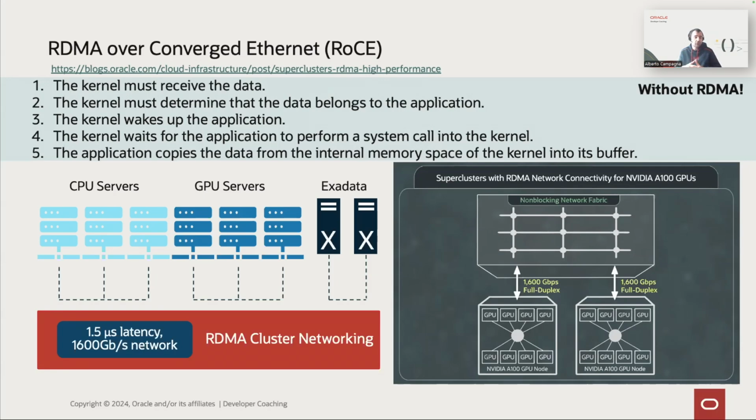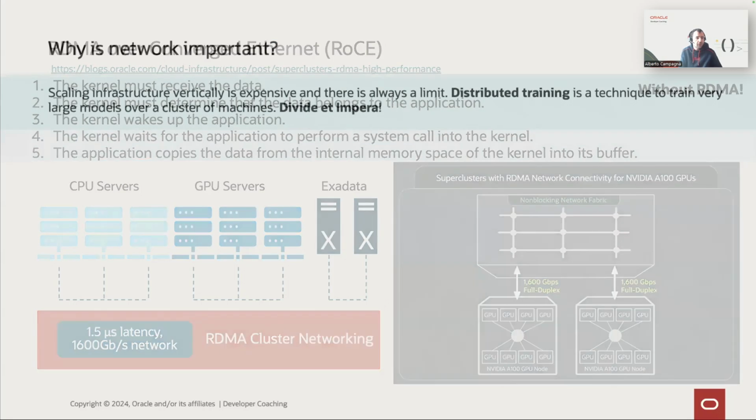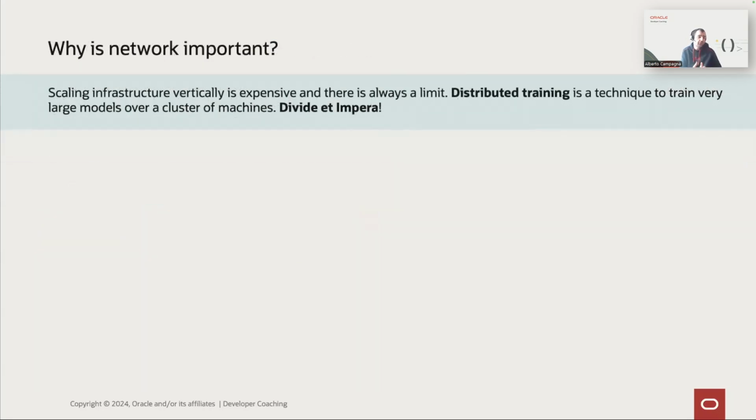And in Oracle, what we propose is RoCE, which stands for RDMA over Converged Ethernet. These networks are gaining a lot of traction in AI because they are very reliable and very low latency networks. But why is the network important? Why should we have this low latency network?